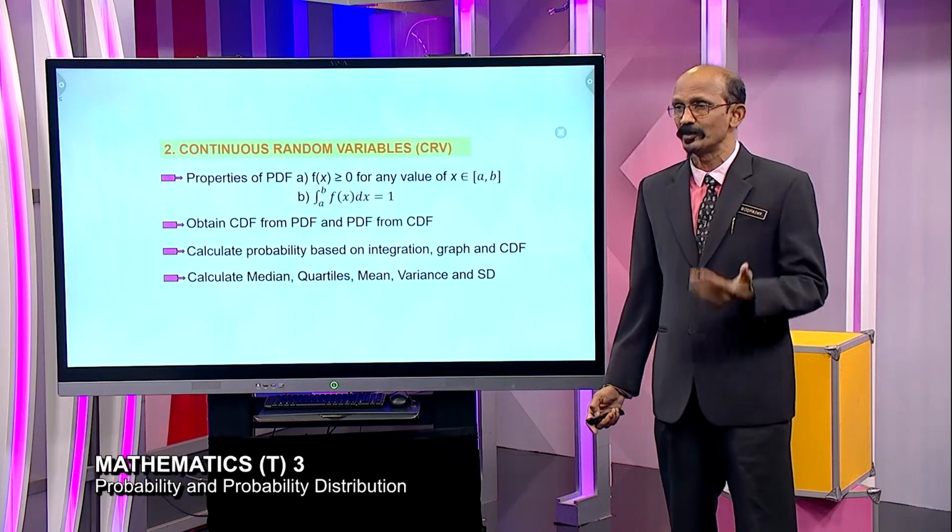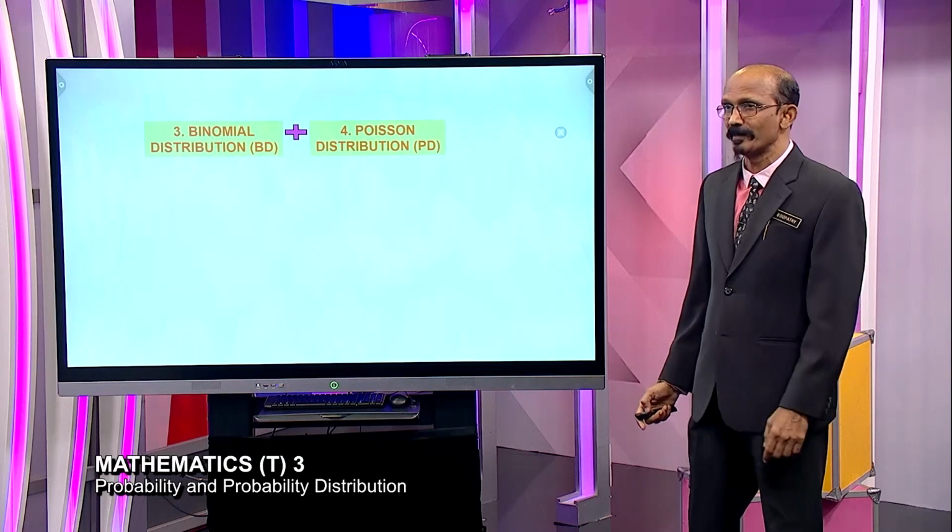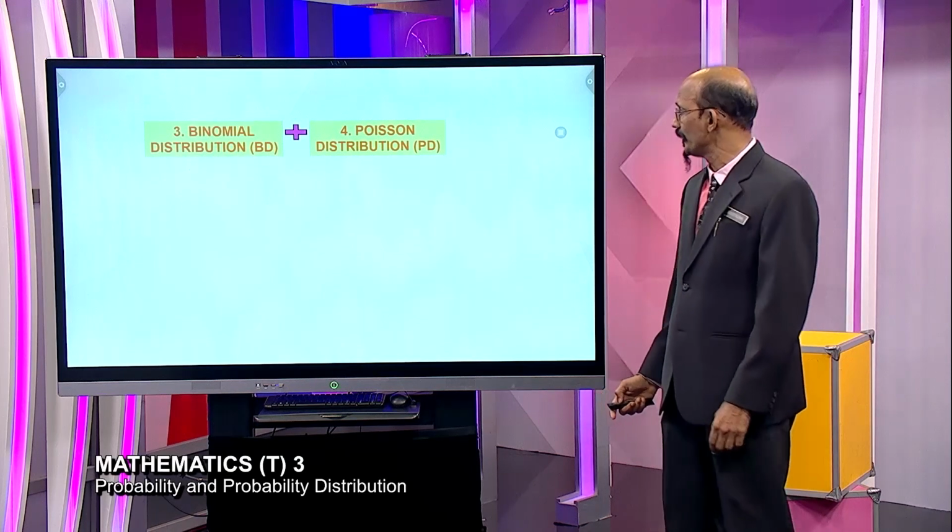And the last part, you will get your answer. Okay. Next one, we will study 2 types of distribution which come under DRV, binomial distribution and Poisson distribution.